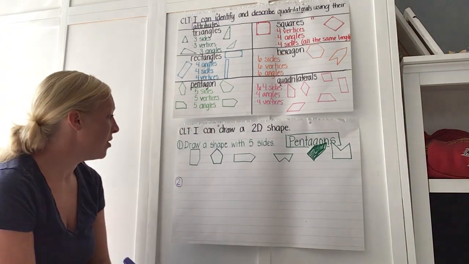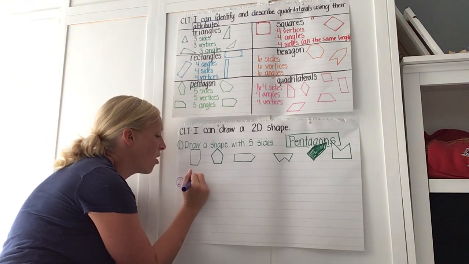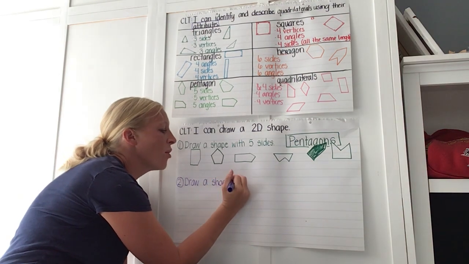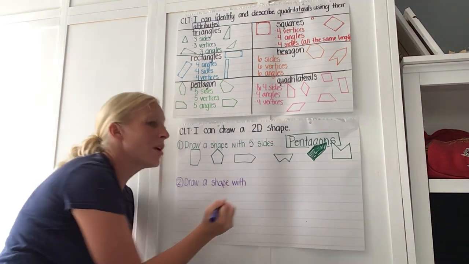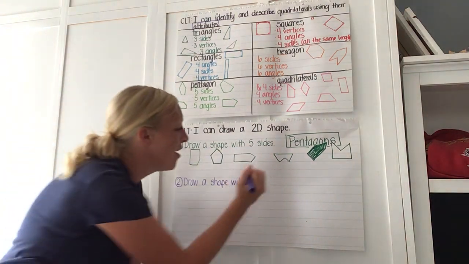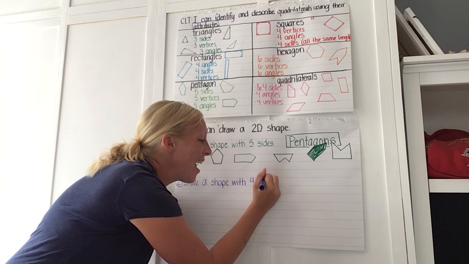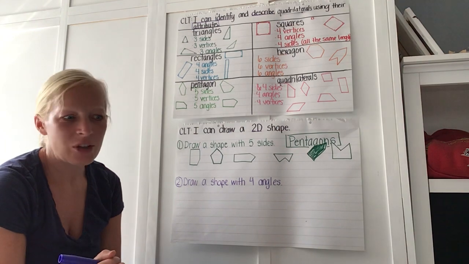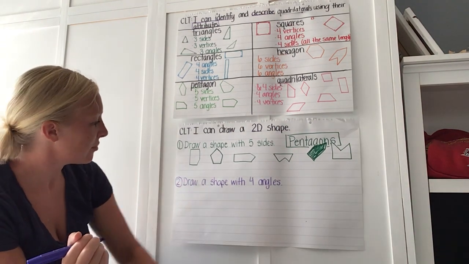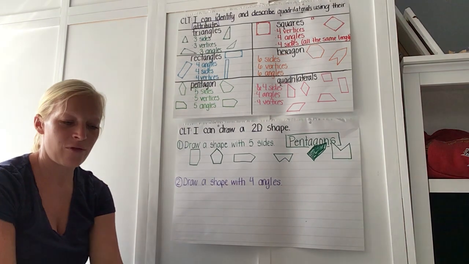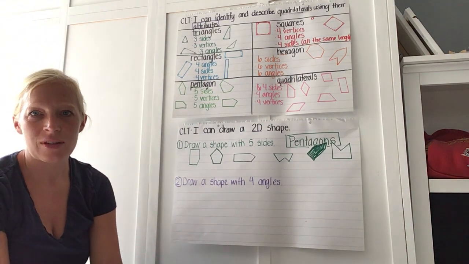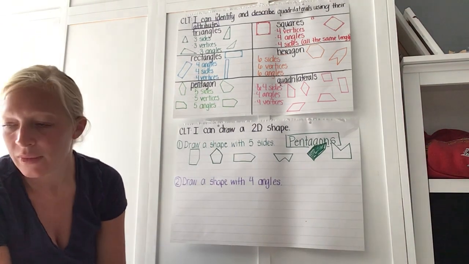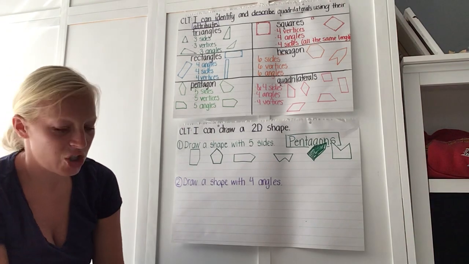Okay, now I want you to draw a shape, drum roll, with 4 angles. Look at you guys furiously writing. Draw a shape with 4 angles. We'll figure out what it's called in a second. You might even draw a second shape.